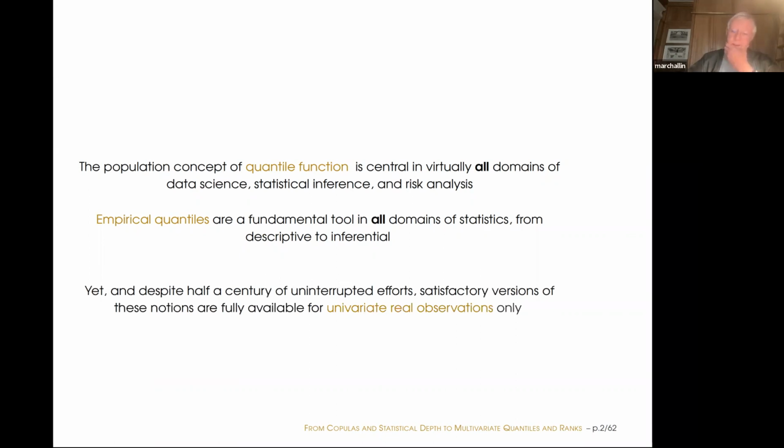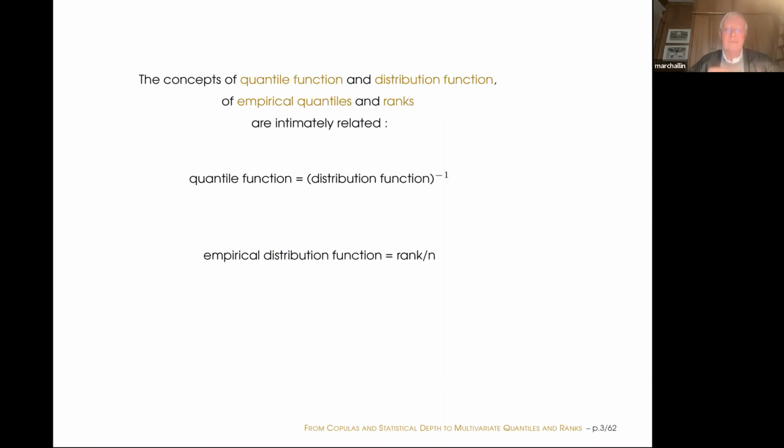And if you think about it, despite an uninterrupted research activity with the objective of constructing a satisfactory concept of multivariate quantiles, these notions are fully available for univariate real observations only. Only in the univariate case do we have a fully satisfactory definition, where the concepts of quantile function and distribution function in the population, or empirical quantiles and ranks in the samples, are intimately related. Basically, a quantile function is the inverse of a distribution function, and an empirical distribution function is nothing but a rank divided by a sample size.